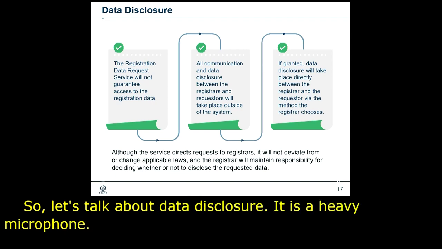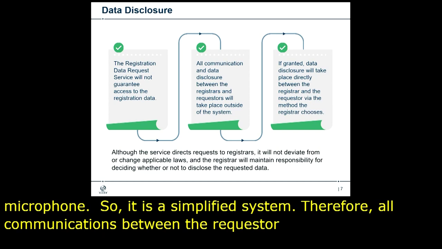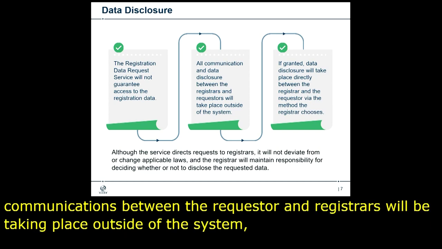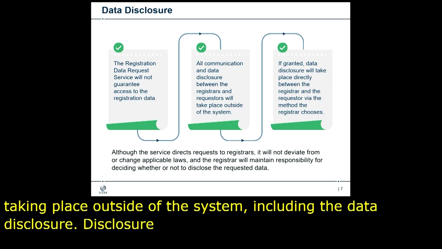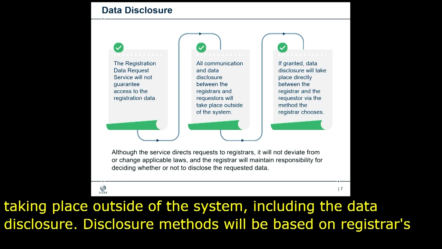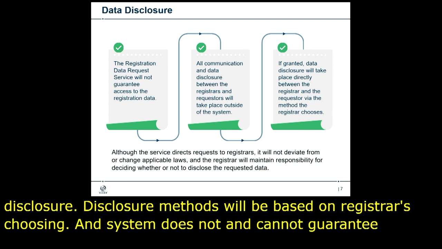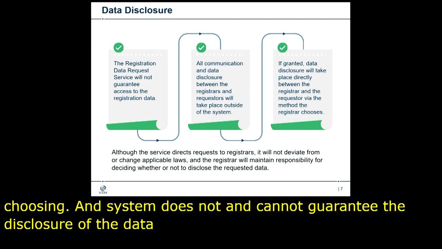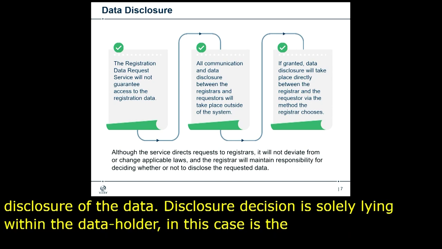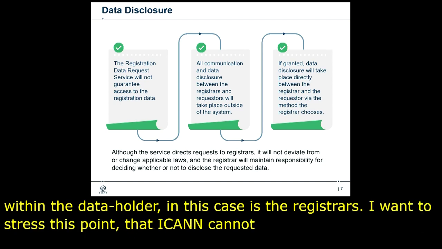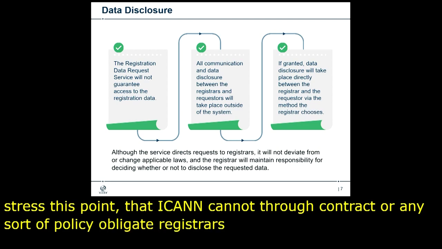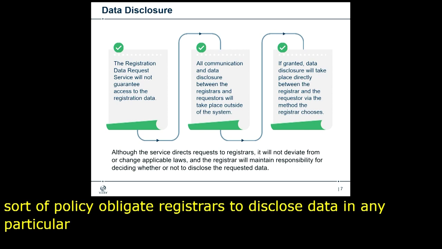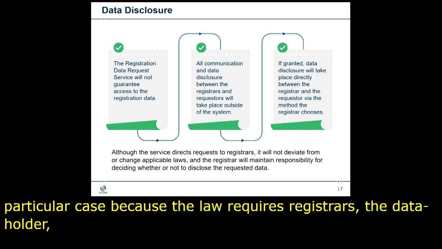It is a simplified system. Therefore, all communications between the requester and registrars will be taking place outside of the system, including the data disclosure. Disclosure methods will be based on the registrar's choosing. And the system does not and cannot guarantee the disclosure of the data. The disclosure decision lies solely with the data holder, in this case the registrars. I want to stress this point: ICANN cannot, through contract or any sort of policy, obligate registrars to disclose data in any particular case, because the law requires registrars, the data holders, to do the balancing test, as Becky mentioned earlier.